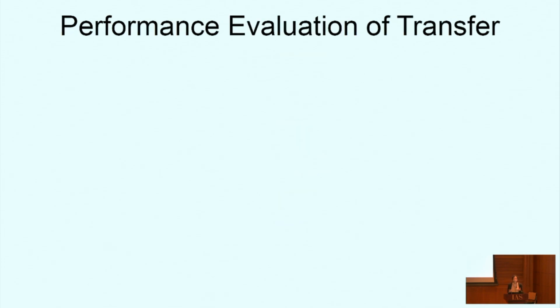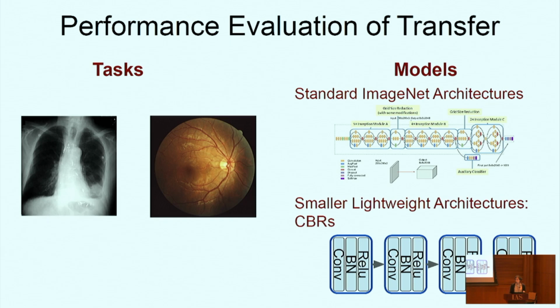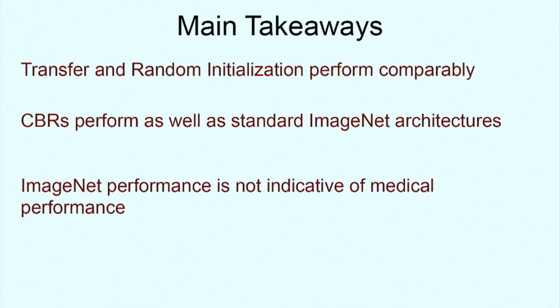So we started off, as you sort of have to, by performing a performance evaluation of transfer learning. And so what we did is we took a couple of different medical imaging tasks and several different neural network models. We looked at standard ImageNet architectures, and we also looked at a family of much smaller, lightweight, simple convolutional networks that we called CBRs. And we evaluated how transfer learning did in all of these settings. And our takeaways were actually pretty surprising.